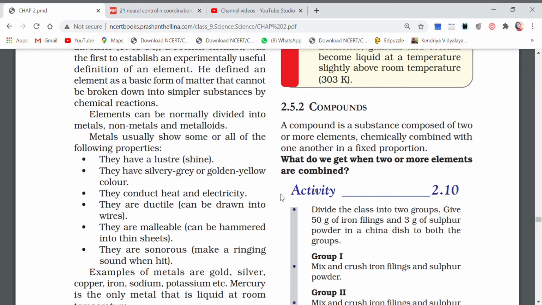So individually they are elements, but when they combine together, they become compounds like water, H2O. So in this, two elements have combined. One is hydrogen and the other one is oxygen. If I talk about carbon dioxide, CO2, again two elements are in use, that is carbon and oxygen. If I talk about ammonia, NH3, N stands for nitrogen, H stands for hydrogen.